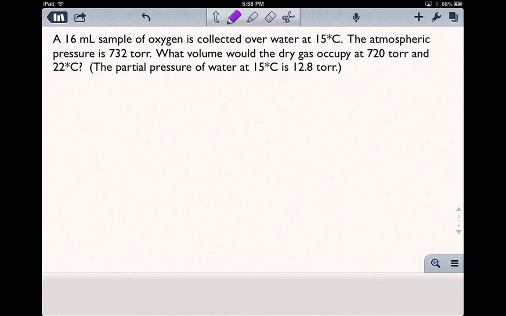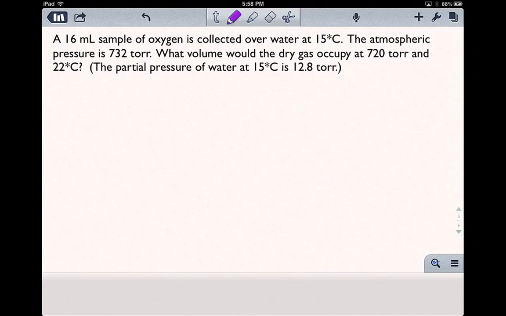A 16 milliliter sample of oxygen is collected over water at 15 degrees Celsius. The atmospheric pressure is 732 torr. What volume would the dry gas occupy at 720 torr and 22 degrees Celsius? And we are given that the partial pressure of water at 15 degrees Celsius is 12.8 torr.